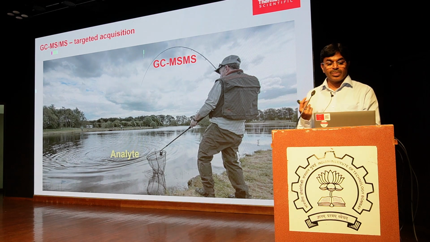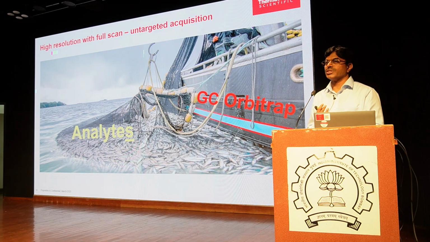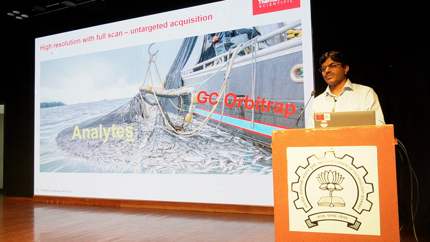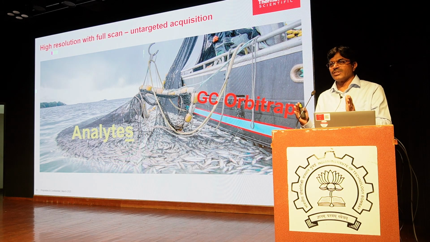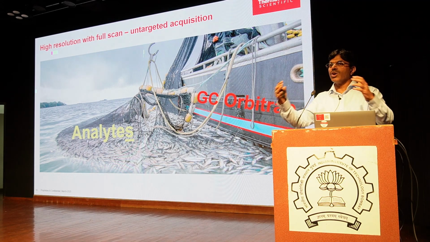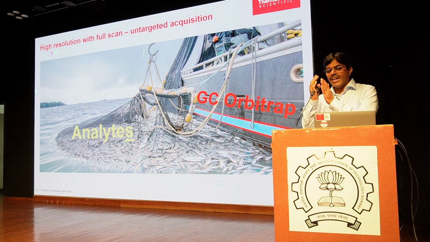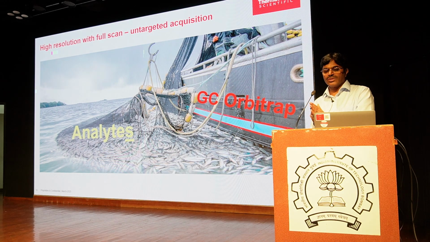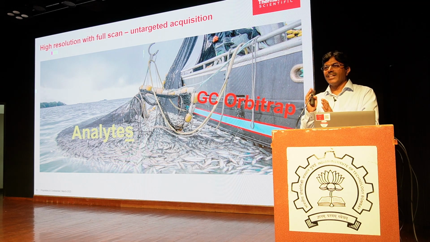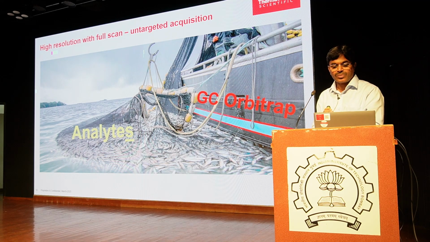But when you are doing Orbitrap analysis, high resolution, we are catching all the fish in the pond, and then we are segregating the data. So we are not leaving anything out. We are doing a full scan, getting all the information about the sample, and then we are doing the data analysis. The advantage here is I have all the information available, and then I can segregate my data.